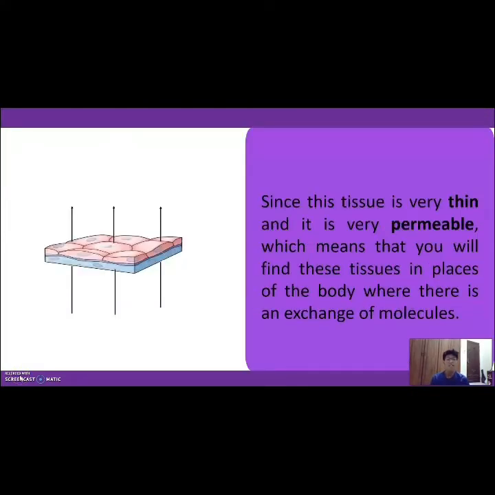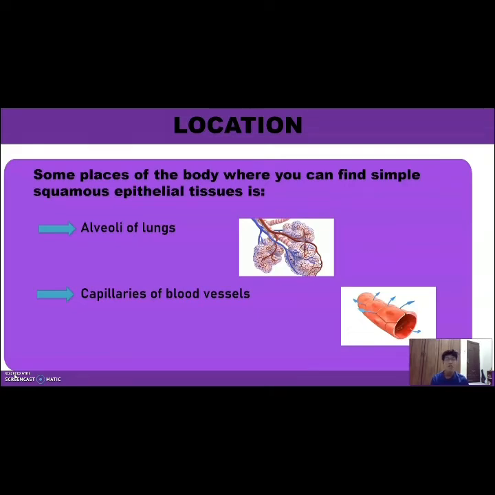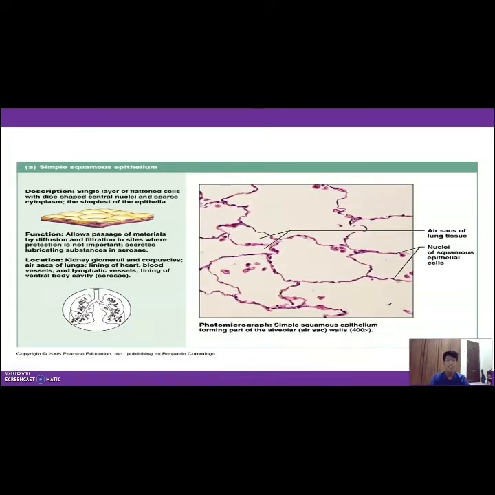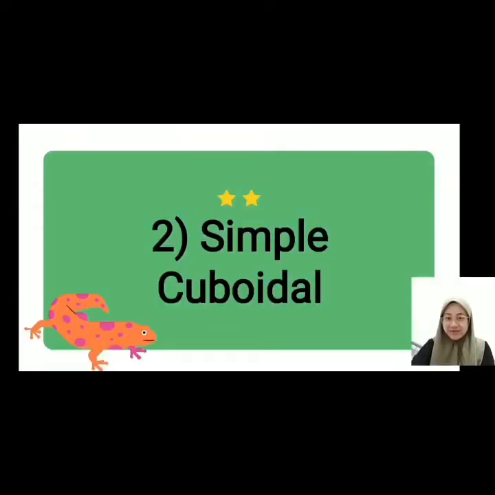Since this tissue is very thin and very permeable, you will find it in places of the body where there is an exchange of molecules. Some places where you can find simple squamous epithelial tissue are the alveoli of the lungs and the capillaries of blood vessels. This is other information on simple squamous epithelium. Next, I will talk about simple cuboidal.